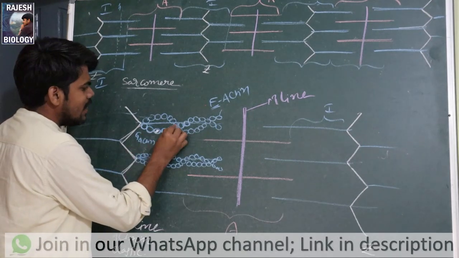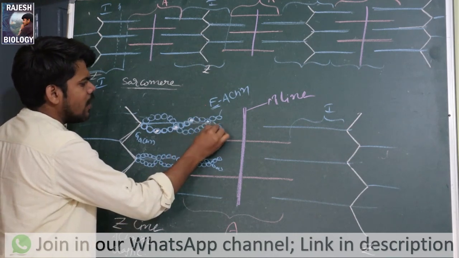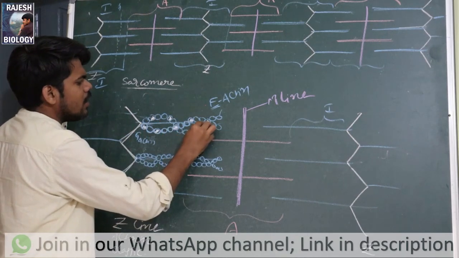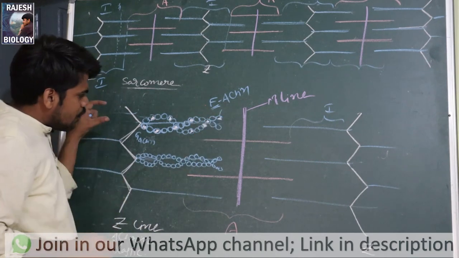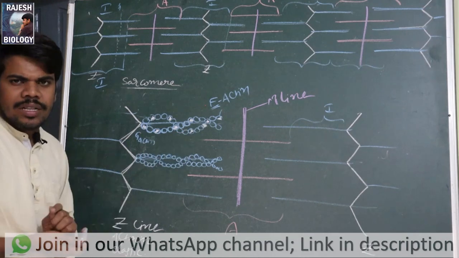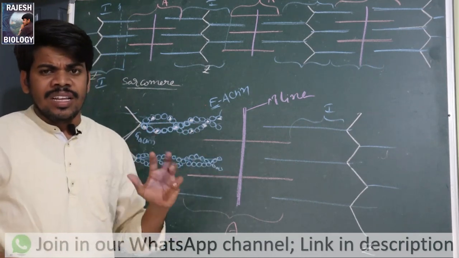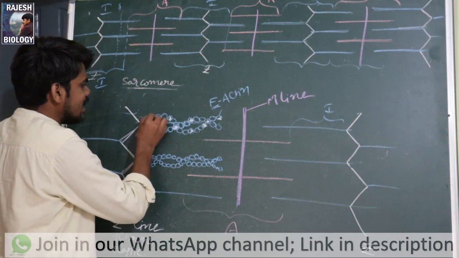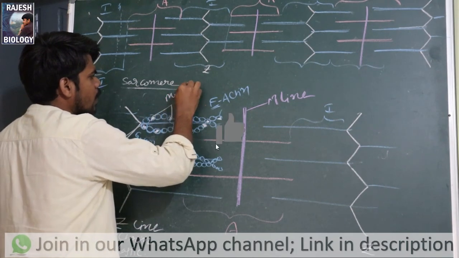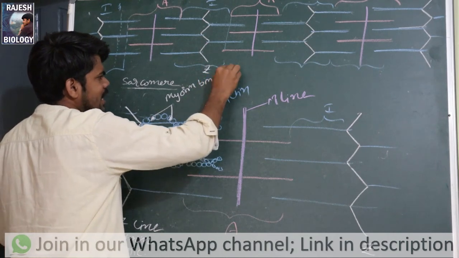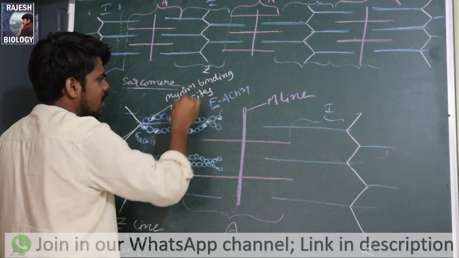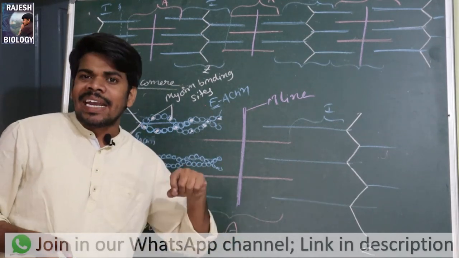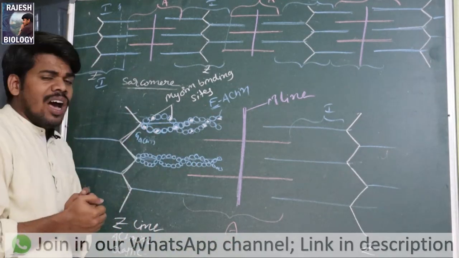Along the length of the actin there are some special sites. They are arranged in a regular manner, present on this actin at regular intervals, as given in the textbook. There are some binding sites on the actin, that is, myosin binding sites. Very important, these binding sites are to bind with the myosin. That's why they are called myosin binding sites. But these myosin binding sites are not exposed.